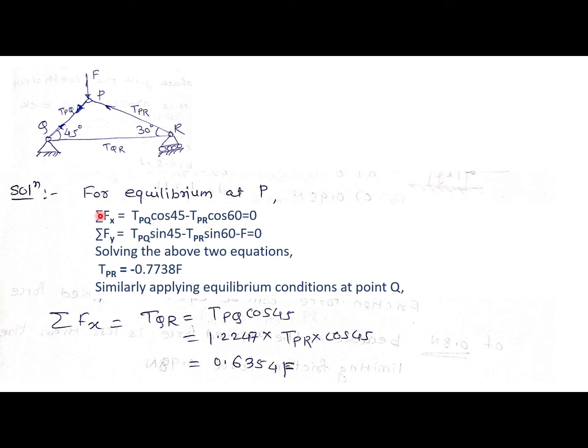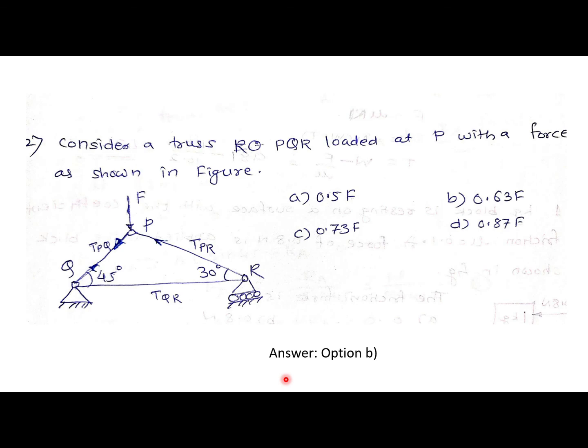You can see here that we have applied the condition of equilibrium at point P. We have resolved the forces in the horizontal direction. Similarly, we have resolved it in the vertical direction, and we get one equation for member PR in terms of F. Similarly, when we apply the condition of equilibrium at point Q, we will get another set in terms of F, since at point Q our force TR is also acting. So we get the value of TR as 0.63 F. In this way we have obtained option B here as the answer.